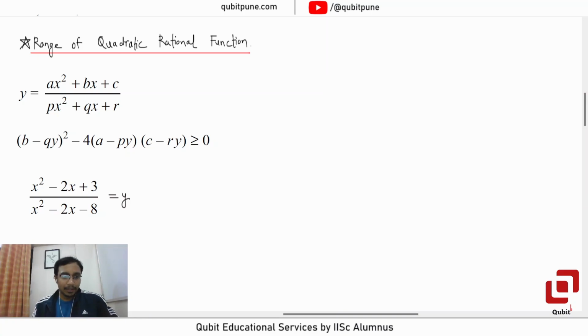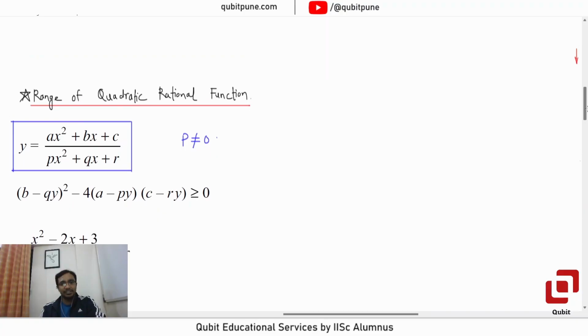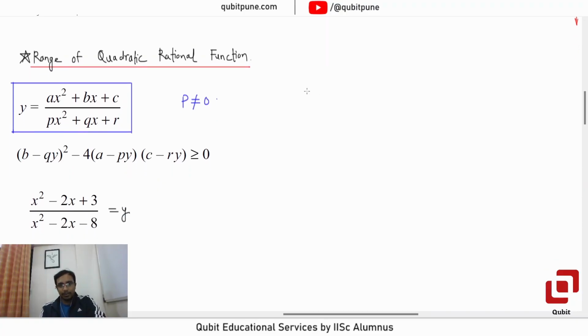You may be asked to determine the range of a quadratic rational function whose general form is this. Specifically, p should not be equal to 0. Now, before we answer the range question, let us answer the domain question first. The domain of this function is the set of real numbers minus those values of x for which px squared plus qx plus r is equal to 0. Is that clear? Yes, sir.